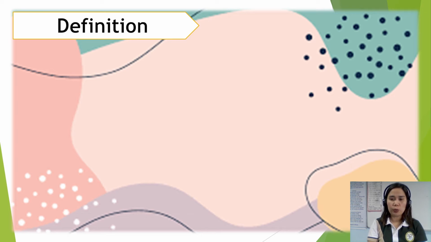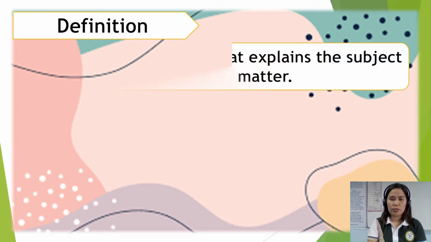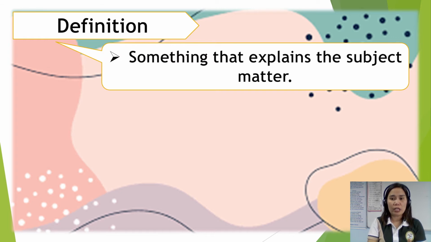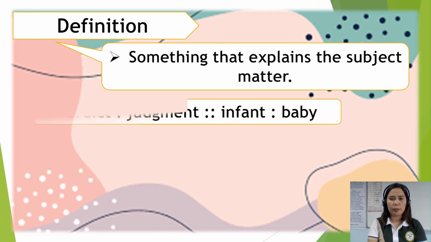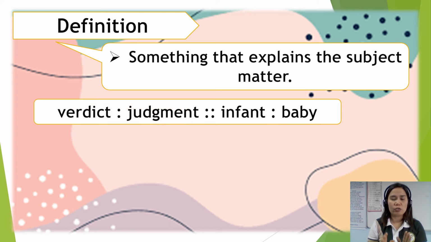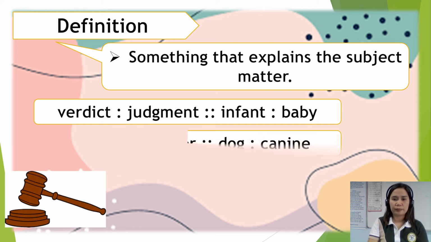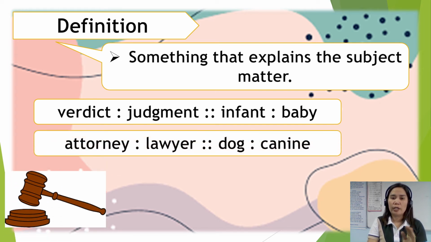Now let's go to definition. So, it is something that explains the subject matter. Let's have some examples. A verdict is to judgment. An infant is to a baby. Next, we have an attorney, or attorney is to lawyer, dog, canine.